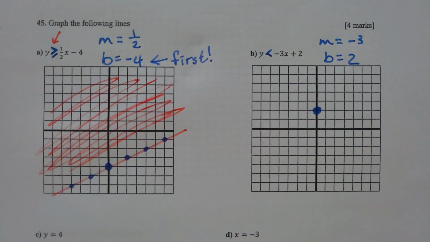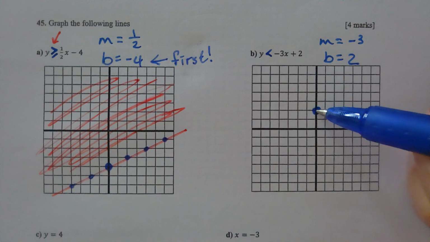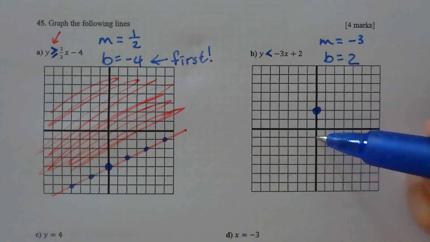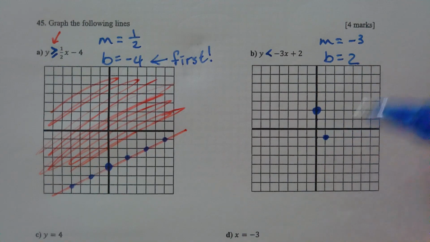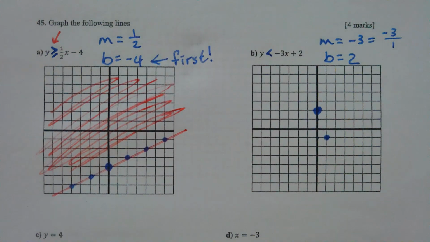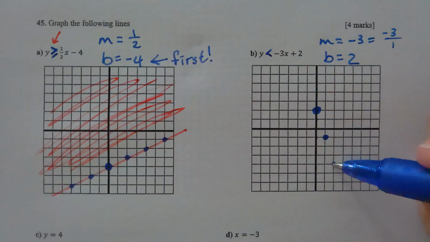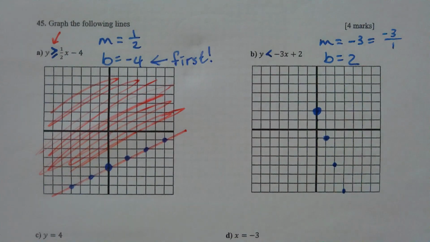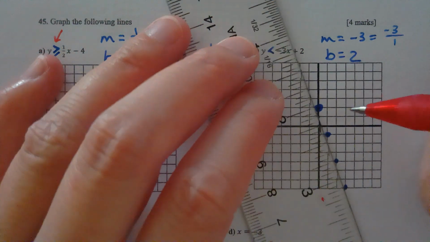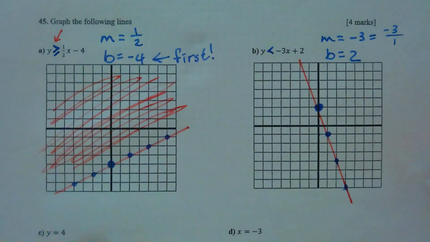Angelina, down how many? 1, 2, 3, and then over 1. Yes, don't forget the over 1 part. There's always a rise and a run. So rise over run, rise over run. It looks something like this. So I do this.